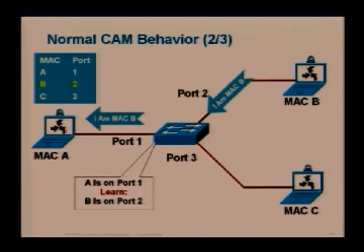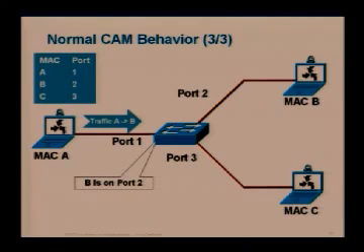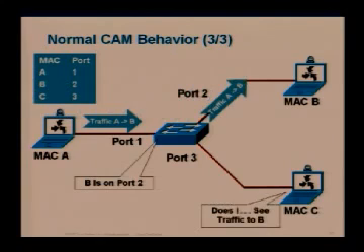So that's the basic behavior of how CAM tables are built. Now what happens the next time A wants to send anything to B? The switch looks up the CAM table. It knows B is living on port 2, and it sends it to B. So C never sees the traffic that was sent to B. That's how the switch should work, right? If A wants to send anything to B, the switch should send it explicitly to the port where B is living. It should not send it to port 3 where B is not living. That's the basic behavior. So now, how can we abuse this basic architecture of how switching works?